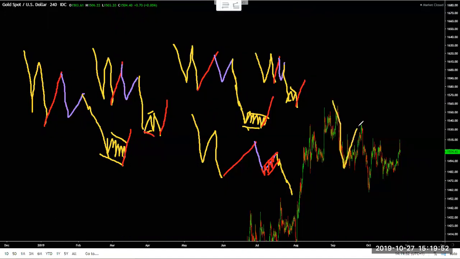It's one down, a pullback, and one down. What are we expecting with gold? I'm expecting this three-way pullback. This three-way pullback has a structure itself. Now, I'm going to show you that structure.